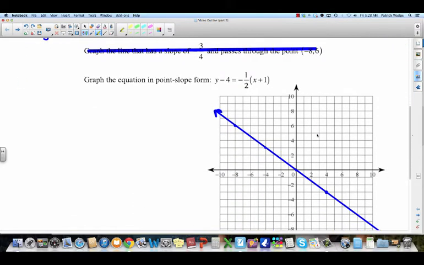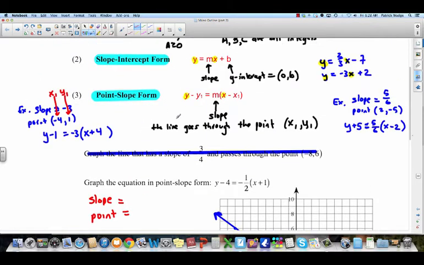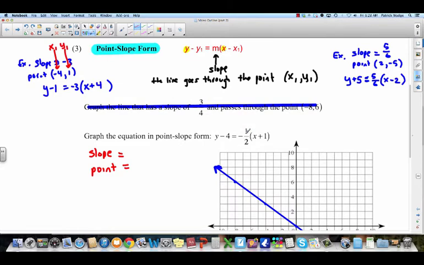Okay, graph the second one. Graph the equation in point slope form. So this is point slope form right here. There are two things we have to figure out from this equation: what's the slope, and what's the point it goes through. The slope should be no problem, because remember, the slope is right here, right before the bracket. So the slope is -1/2.